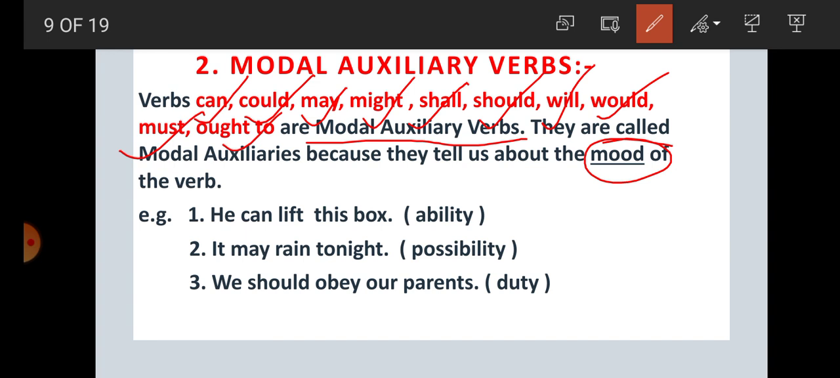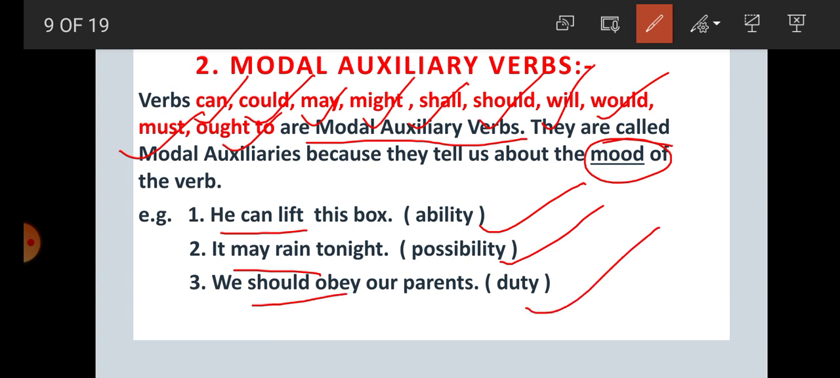He can lift this box. So here, students, what does can tell about? Can tells about the ability: he can lift this box. It may rain tonight. Here, may tells about the possibility. We should obey our parents. So should tells us about duty. So here, students, it is clear that modal auxiliary verbs are called modal auxiliaries because they tell us about the mood of the verb.